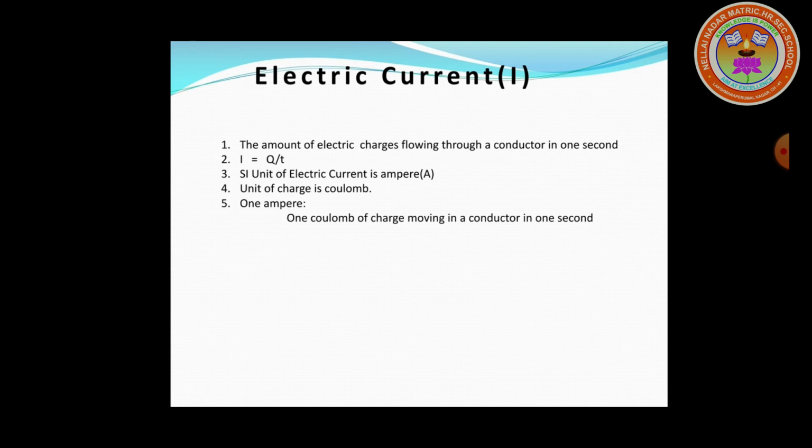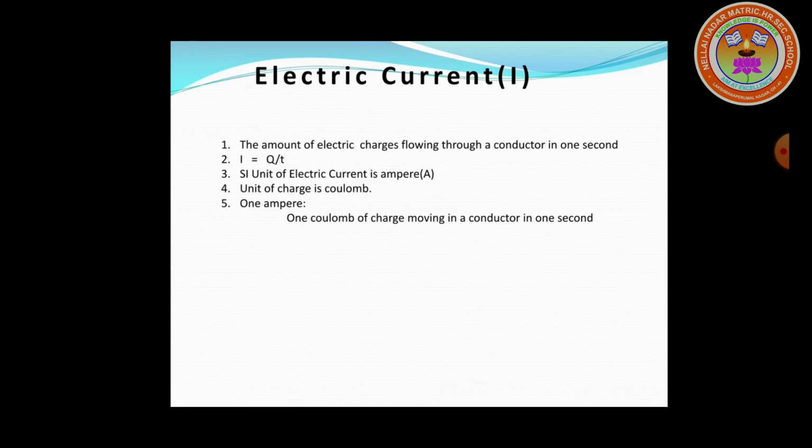Based on this only we are able to explain 1 ampere. So the 1 ampere is defined as 1 coulomb of charge moving in a conductor in 1 second. So in 1 second, 1 coulomb of charge is moving. This value is given for 1 ampere. Students, I hope you understand.